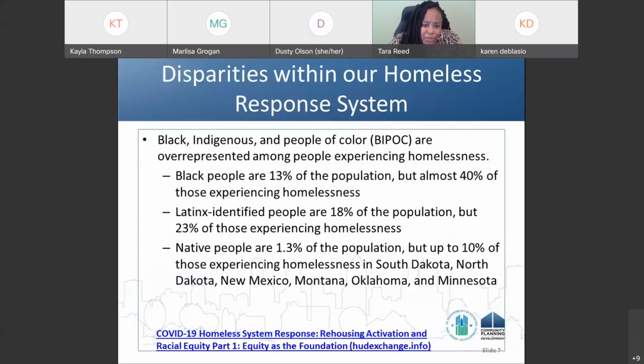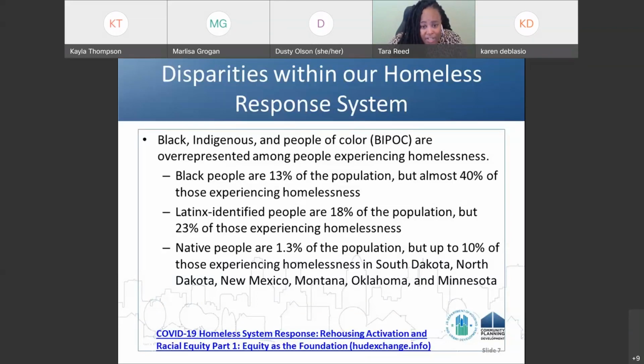There are disparities within our homeless response system. Black, Indigenous, people of color are overrepresented amongst individuals experiencing homelessness. Black people are 13% of the population and 40% of those experiencing homelessness. Latinx identified people are 18% of the population, but 23% of those experiencing homelessness. Native people are 1.3% of the population, but up to 10% of those experiencing homelessness in certain states.